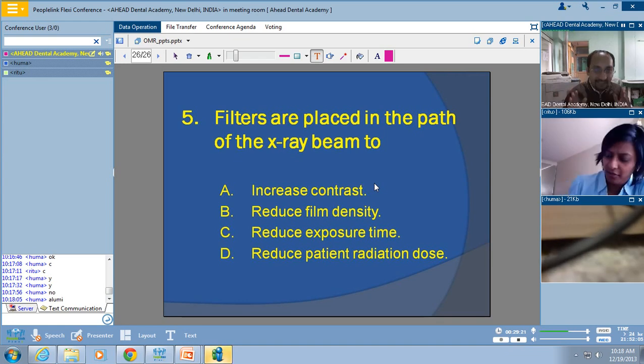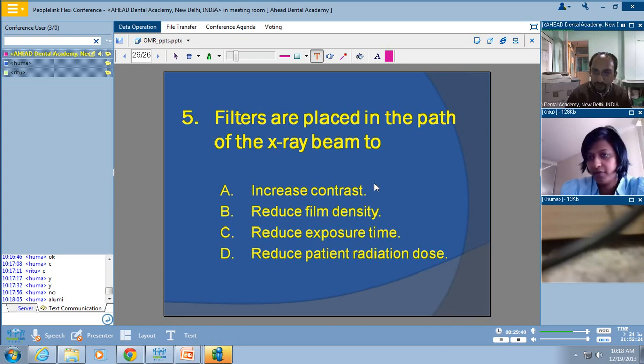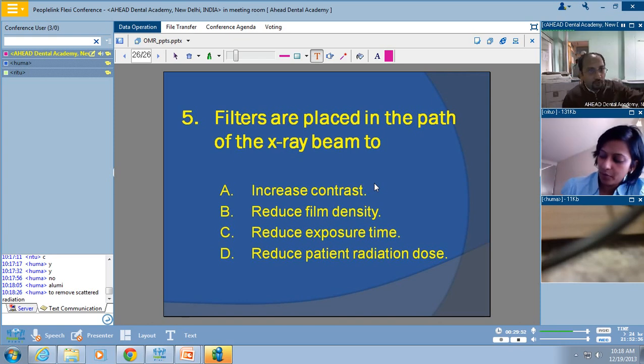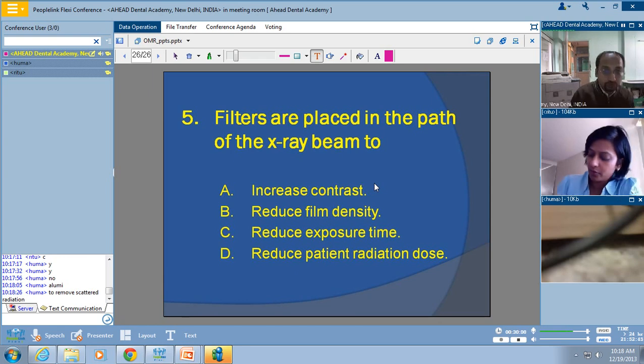So, why do we place an aluminium filter in the path of the X-ray beam? Do we need to increase the contrast? Do you think a filter can increase the contrast? Well, slightly okay, but not an exact answer. Will it actually reduce the film density? No, that is a grid to remove the scattered radiation. But you are ideally correct in the way to remove the unnecessary exposure. We sometimes indirectly use filters to reduce the patient radiation dose. Okay? Reduced exposure time is not done by the filter, neither does it reduce film density. So we are actually confused between two choices, choice A and choice D. So what are we left with?